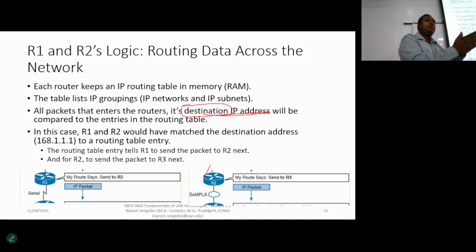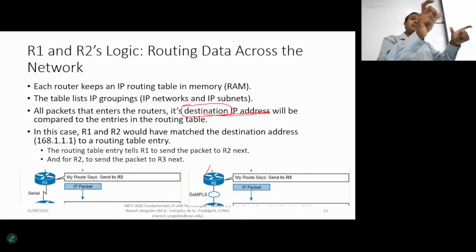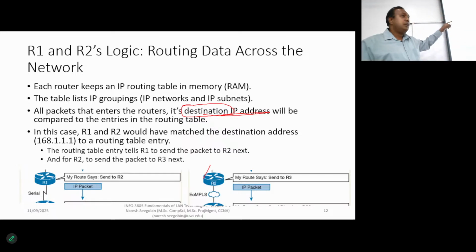And if it's the same, it's going to say, okay, that destination belongs in that network. And then it's going to find out where to send it after that. The router will do that, right? So it does bitwise matching.